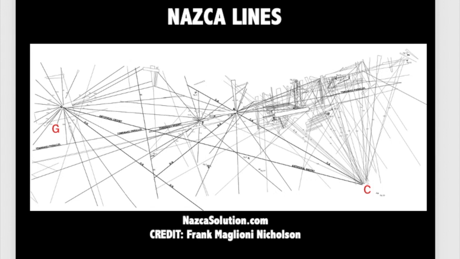This is going to be based off of Frank Maglione Nicholson's work at NazcaSolution.com. It's an excellent website tying the Nazca Lines to the ancient megalithic sites, the ancient equator, the Great Circle of Megaliths, as well as many volcanoes and mountains. It's just wonderful work. I have a slightly different interpretation here, but Frank deserves a lot of credit. He worked with Jim Allison as well and a couple other people, but I'm going to show you why I think it's a little bit off, and the main things we're going to focus on here are G and C and my interpretation of those.